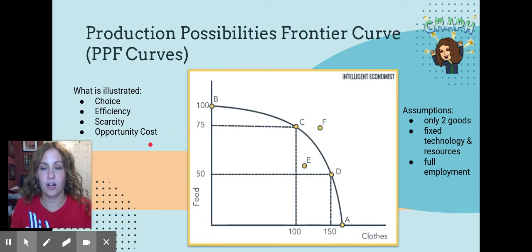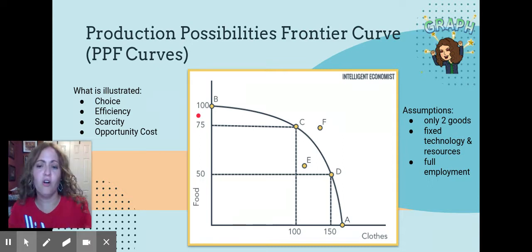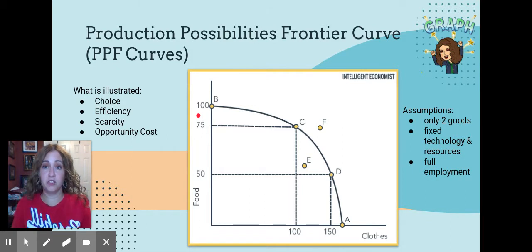And we talked about opportunity cost yesterday. If you remember, opportunity cost is what you give up to get something else. And so opportunity cost is what you lose, what you're no longer able to make because you're making something else. So let's talk about food and clothing on our graph again. If you're at point B and you're making all foods, you're giving up the opportunity to make clothes because you're using all of your resources towards food units.